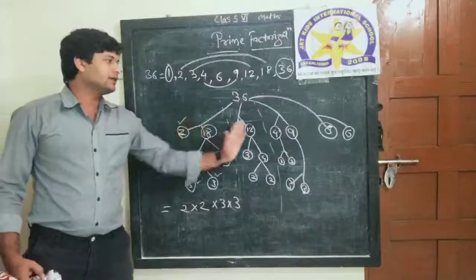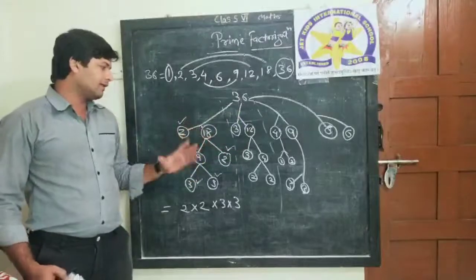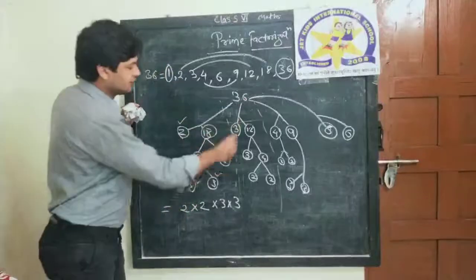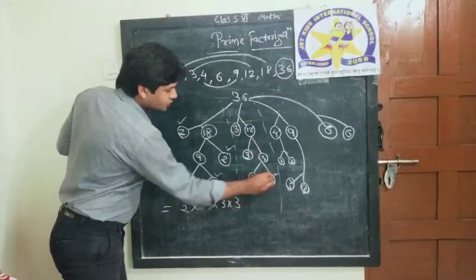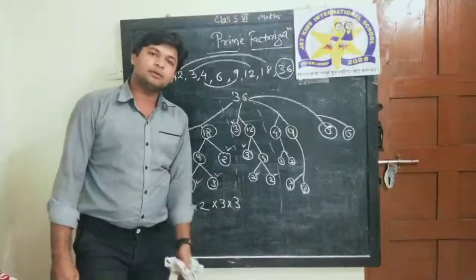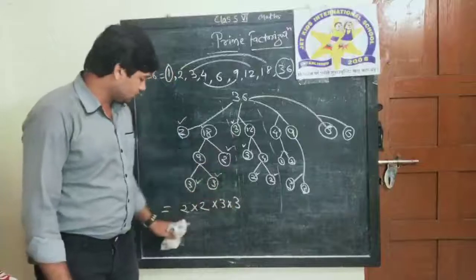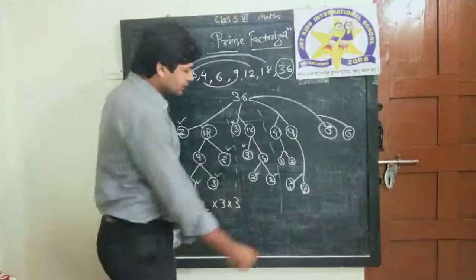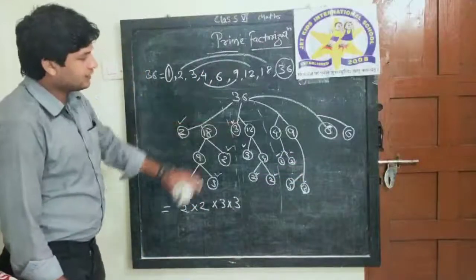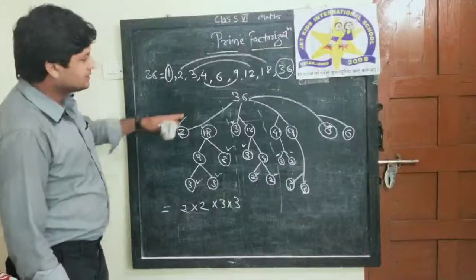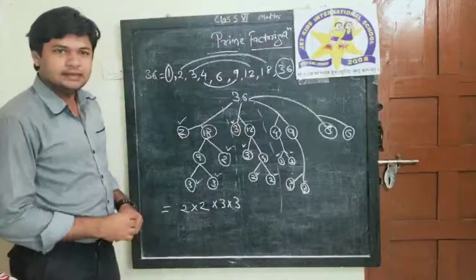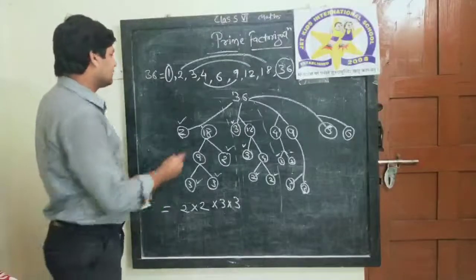I have taken all the factors for checking, but you can do it with only one. Here also we get 2, 2, 3, 3. You have to take factors till prime numbers only. Here also we have 2, 2 and 3, 3. This is a prime factorization tree. Clear? This is how we find the prime factors. This is the tree method.